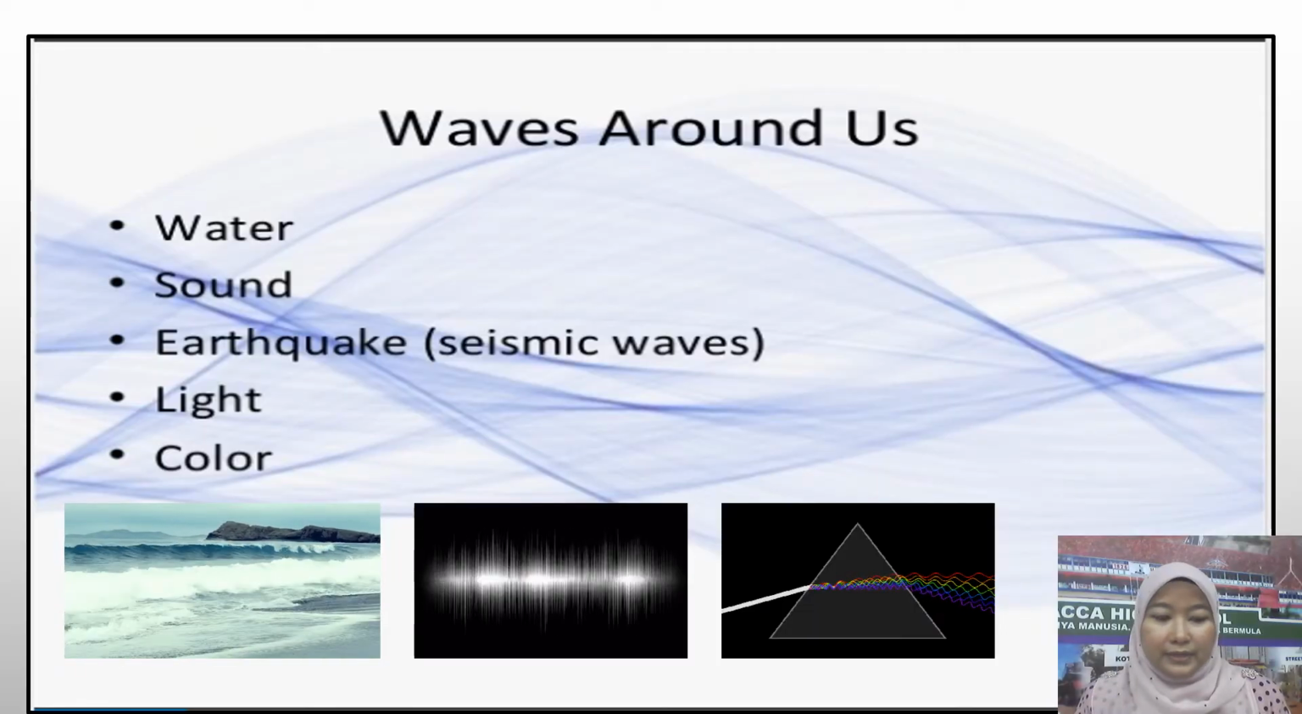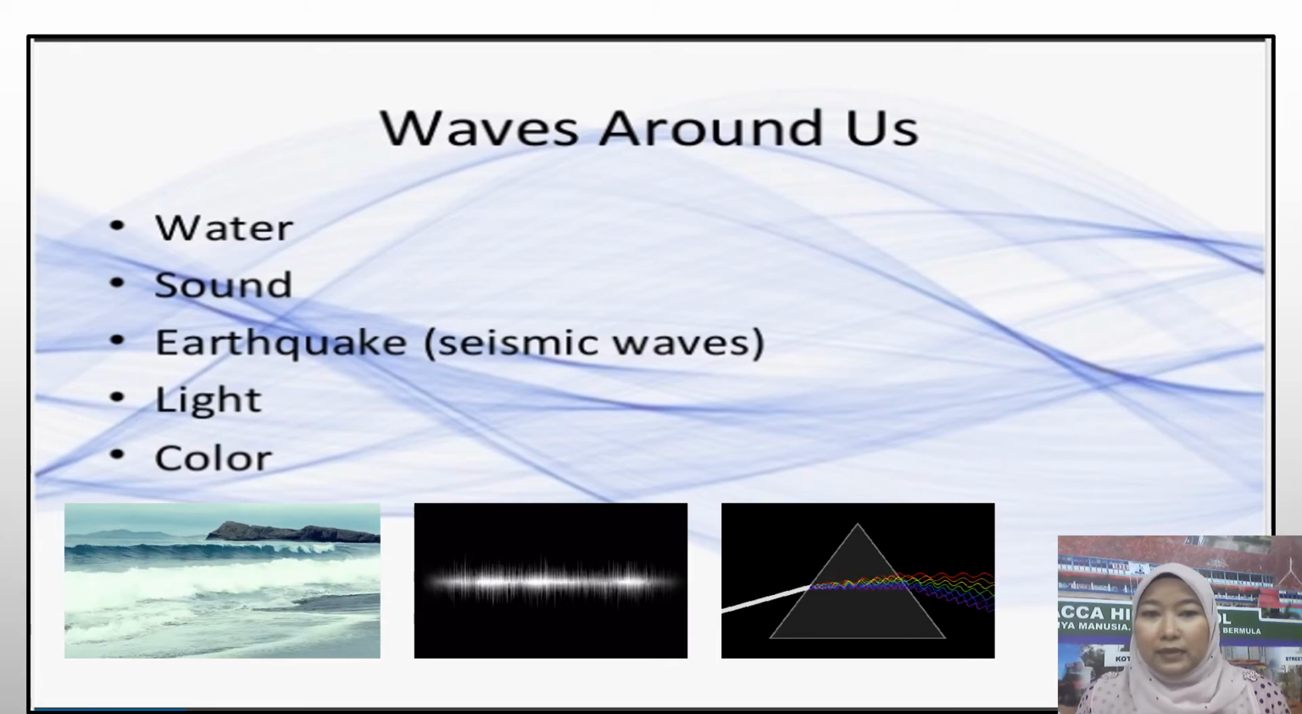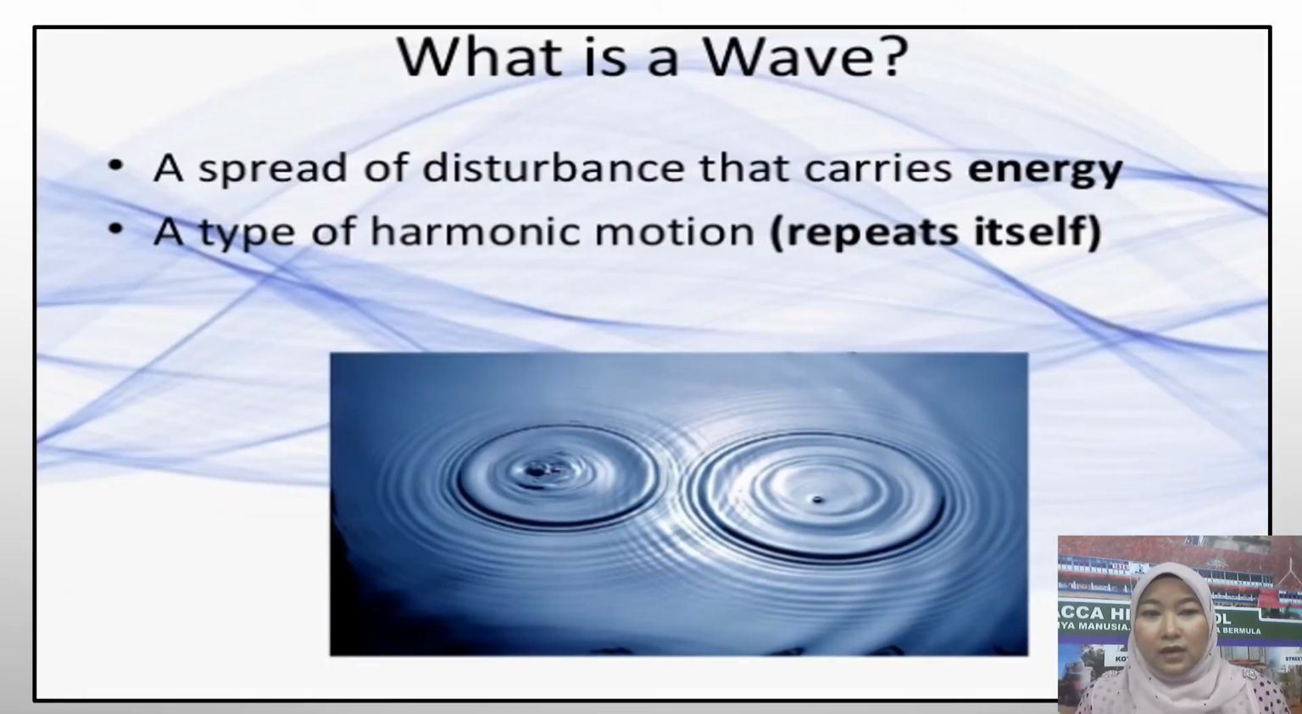Waves around us. We used to see, to feel, and to listen to the effect of waves in our daily life. We have water wave, sound wave, earthquake, that is seismic wave, light, and color. What is a wave? A wave is the spread of disturbance that carries energy, or a wave is a type of harmonic motion that repeats itself.